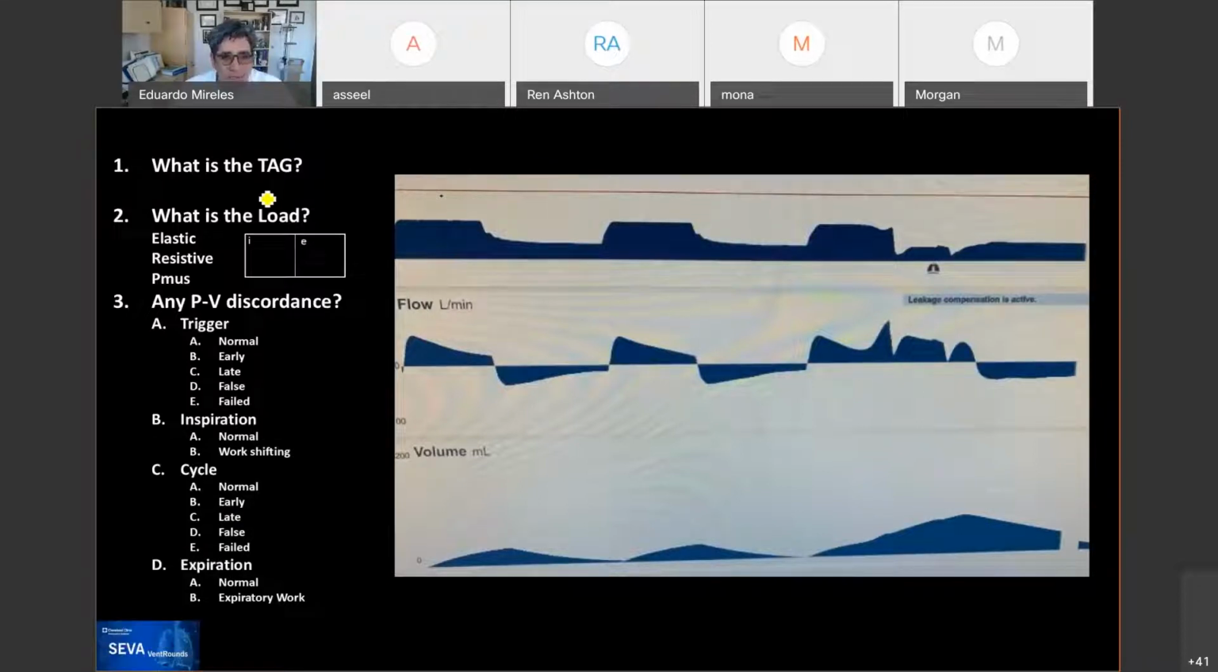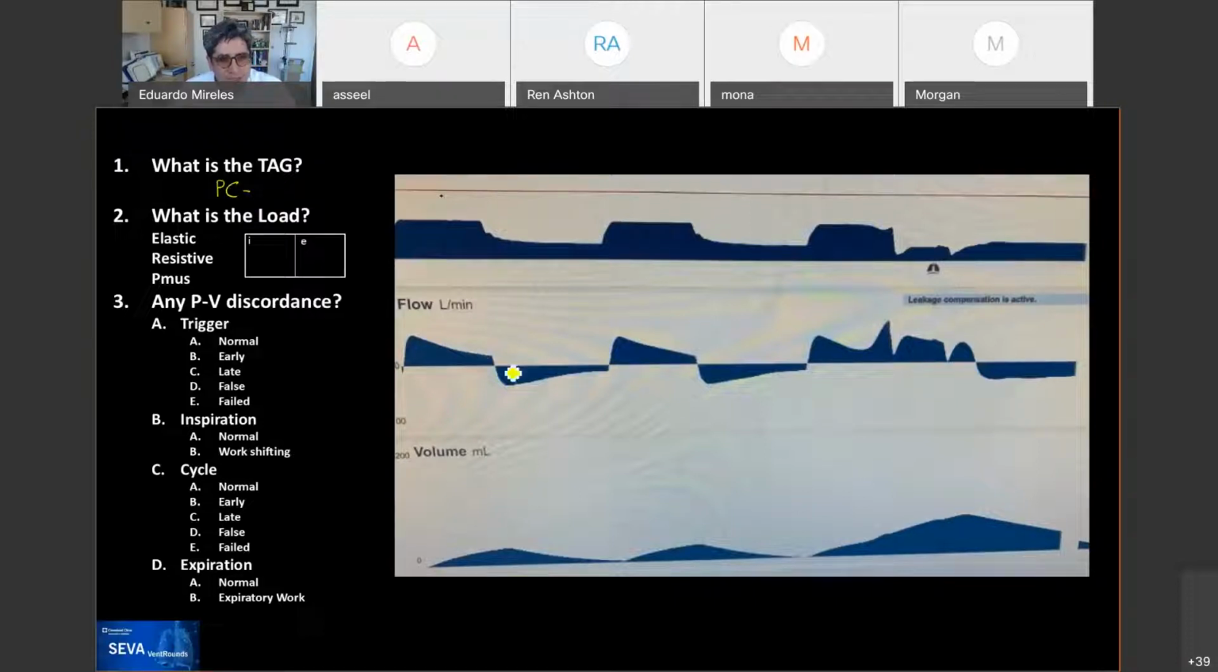So what is the tag for this setting? What you initially see is that the pressure is flat. The waveform has exponential decay, and you can see that there are changes on the flow waveform over here. So this cannot be volume control, so it has to be pressure control.